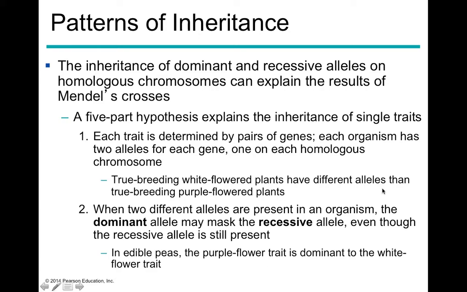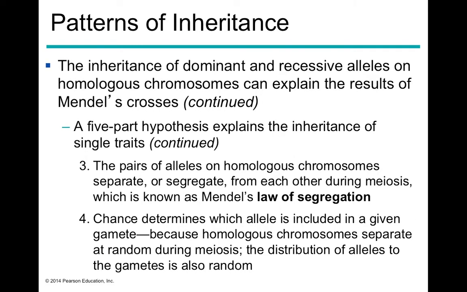Now, if we have 2 different alleles present, that means the heterozygote, when we have 1 purple allele and 1 white allele, the dominant allele masks the recessive allele, even though that recessive allele is still present. So in that heterozygote individual, they're going to appear to be purple, but they're going to have 1 purple and 1 white gene. So in this edible pea plant, the purple flower trait is dominant to the white flower trait.